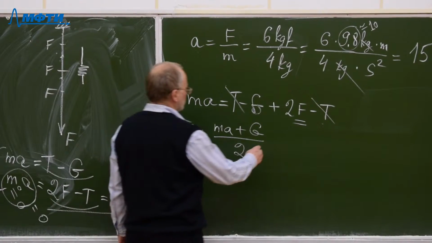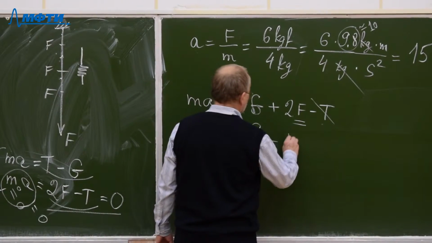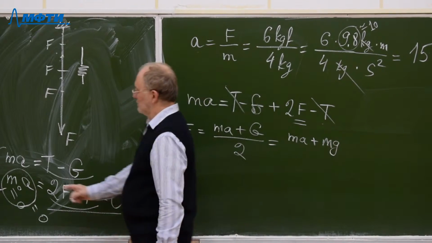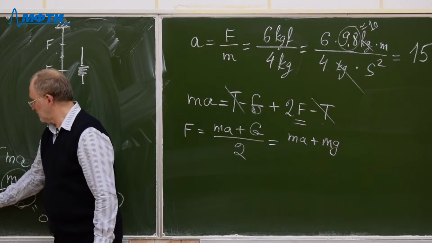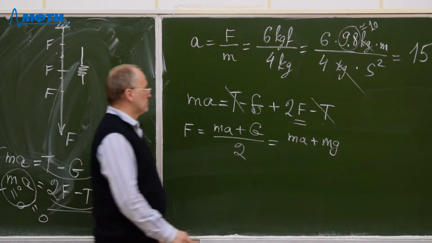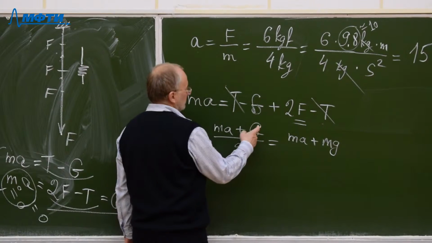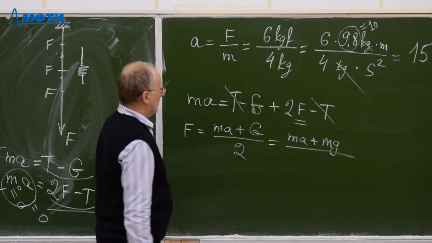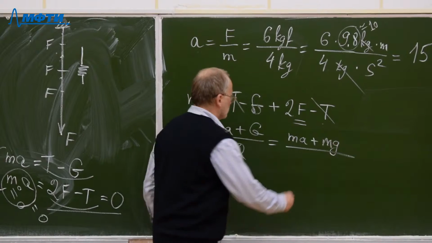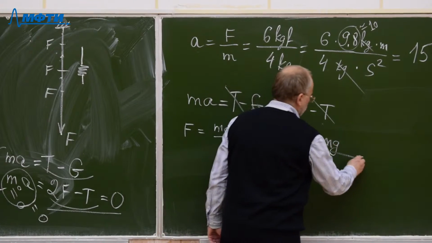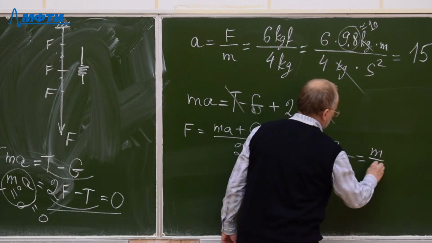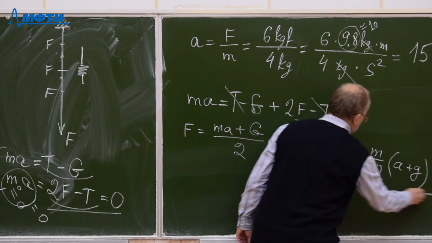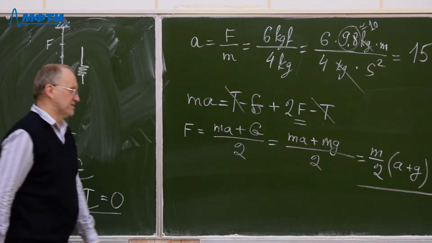What is G? G is known. G is the mass of the body times the acceleration of free fall. Instead of G, I write here mass times acceleration of free fall divided by 2. So what we have here is mass over 2 times (a plus g). That may be considered to be a final answer.